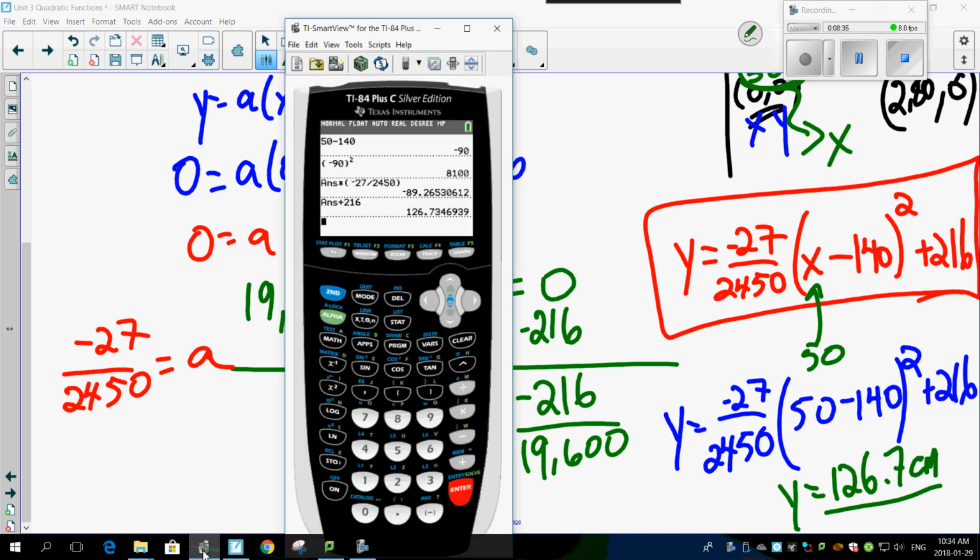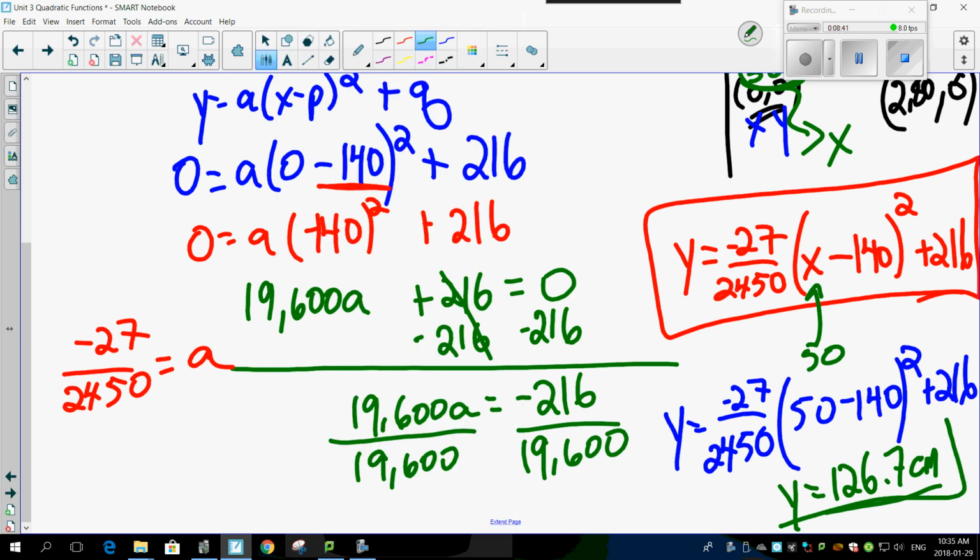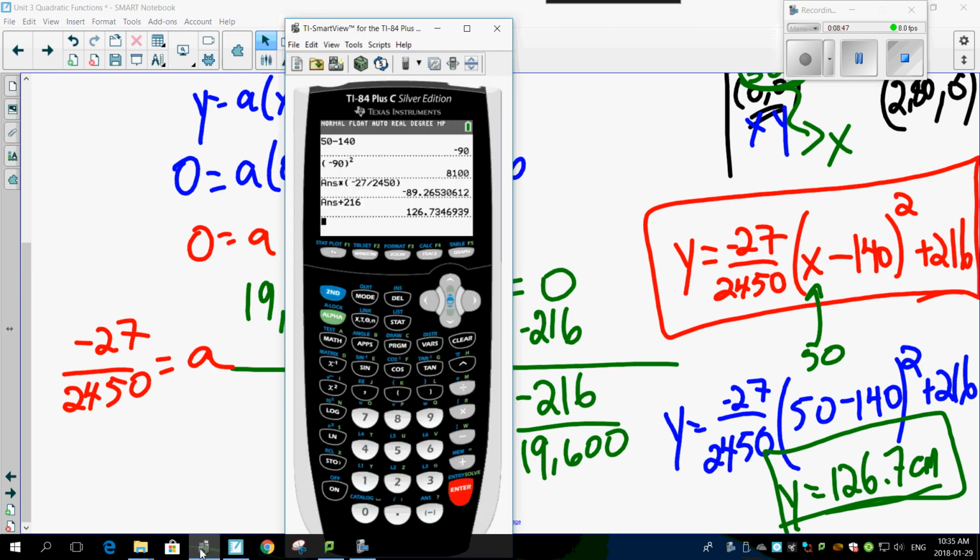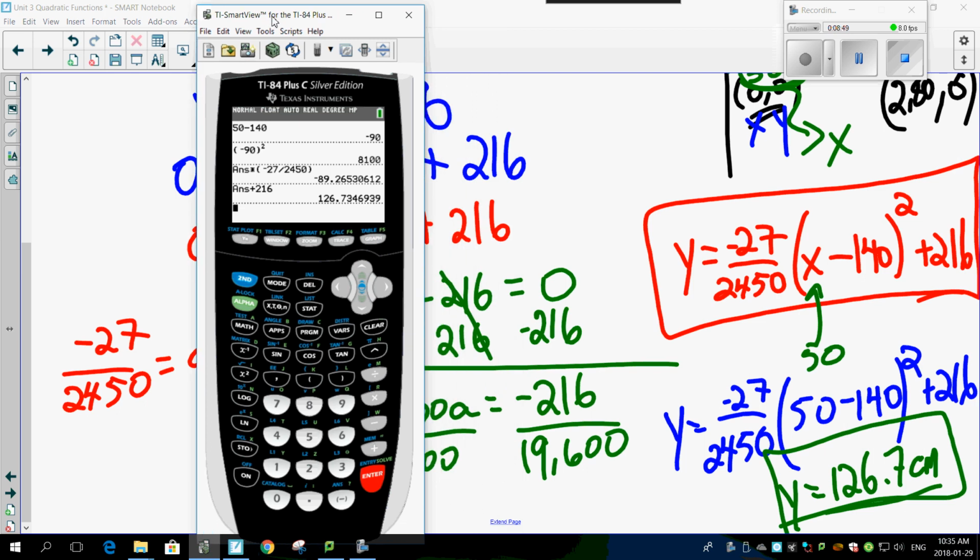Confirm it just by looking at the calculator again. Yeah, 126.7. Wow, isn't that interesting? Now, is there an easier way of doing this? Well, actually there is, and it's all based on your calculator. So I'm going to show you something incredibly cool. I'm going to leave the 126.73 up there just so that you can see it.